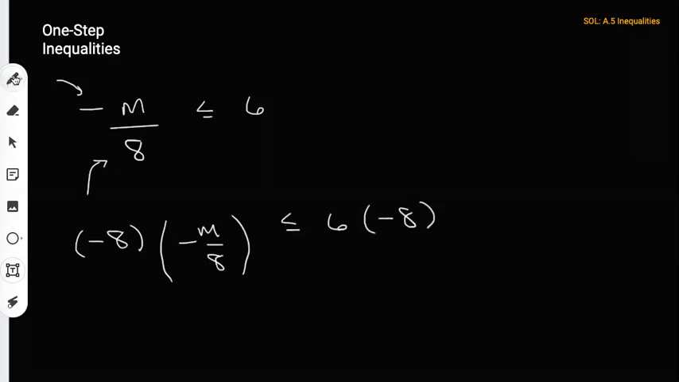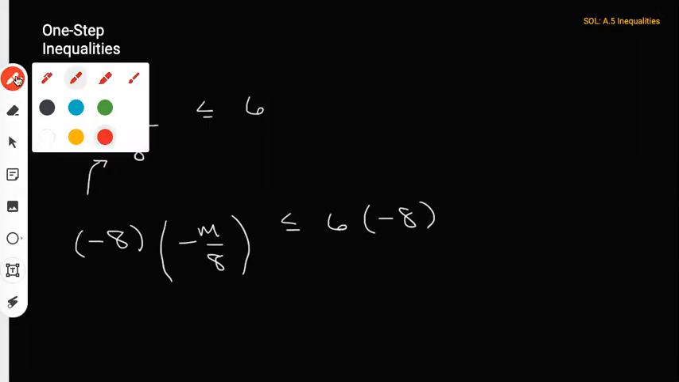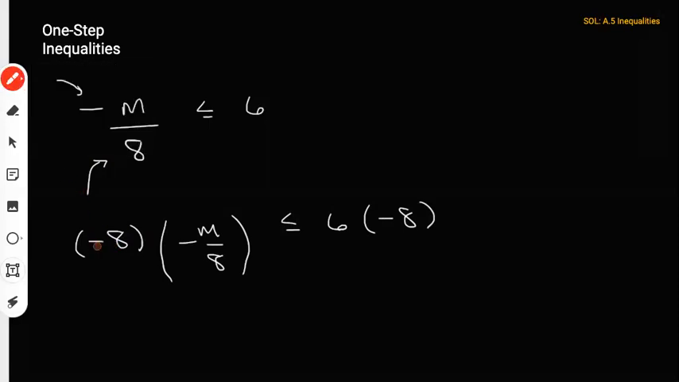So when I do that, things are going to start to cancel on the left side. The negative 8 is going to cancel out with the negative 8 in the denominator. So I'm only left with an m on this side. On the other side, I'm going to have 6 times negative 8, which is negative 48.